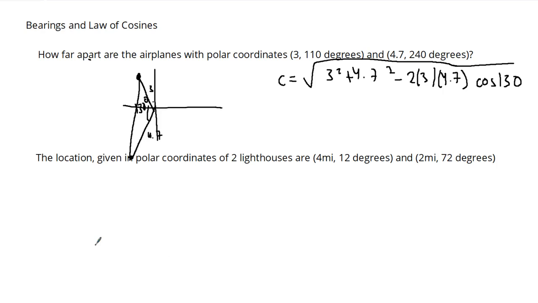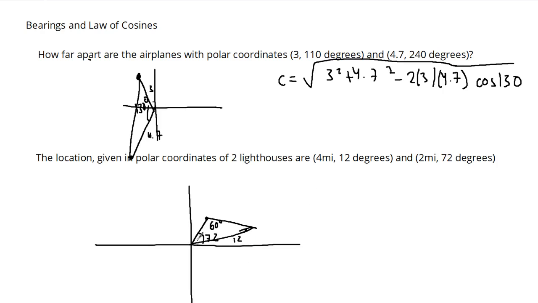This is the same thing. I was supposed to say how far apart are the two lighthouses. 4 with 12 degrees, right here. And then 2 with 72. So we had this. And if you didn't notice already, that's a 60-degree angle. Pretty neat angle.